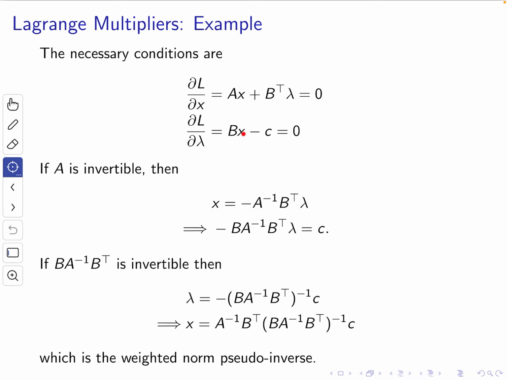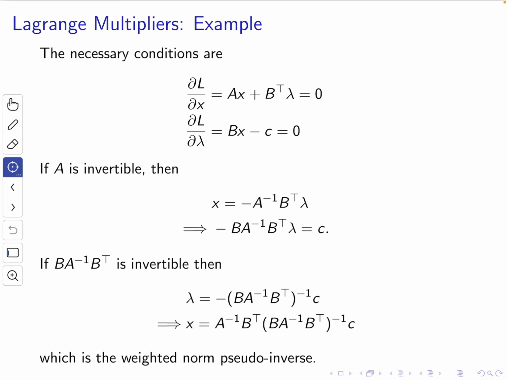Now I can plug that equation for x in here. So I'm going to have minus B A inverse B transpose lambda is equal to c. And if this matrix is invertible, then I can solve for lambda as minus this matrix inverse times c. And then I can come back and plug that in for x. So x is going to be this, just plugging in what lambda is here.